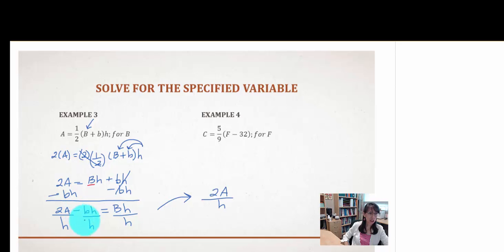Next we have subtraction. Notice how h appears in both the numerator and denominator, so that actually reduces, and we're only subtracting lowercase b. On the right-hand side, h reduces, and we are left with capital B, and that's the variable we were trying to solve for. So here is our literal equation rewritten and solved for capital B.